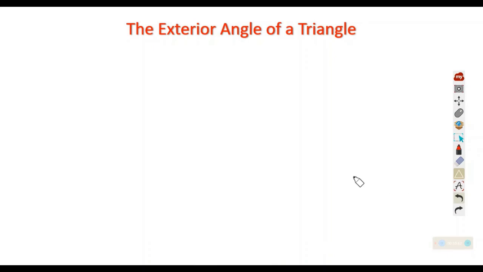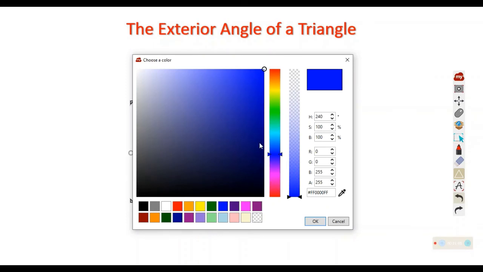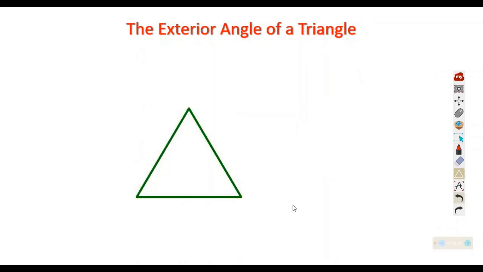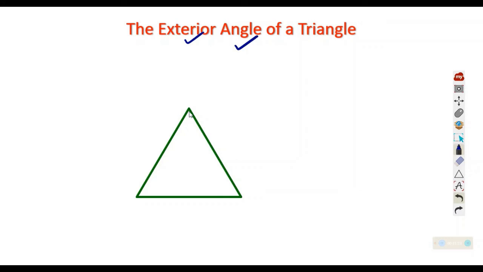Let this be the triangle. Exterior angle of a triangle. Let this triangle be a little colorful. Okay. I am going to make you understand the concept of exterior angle of a triangle. For that, I should make an exterior angle to make you understand. I will make it roughly here.